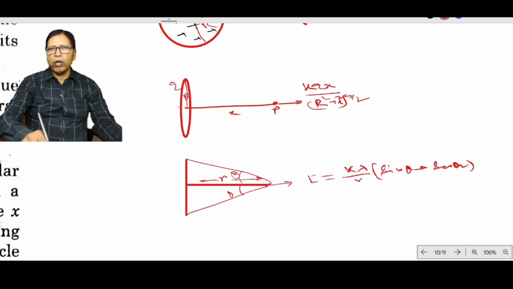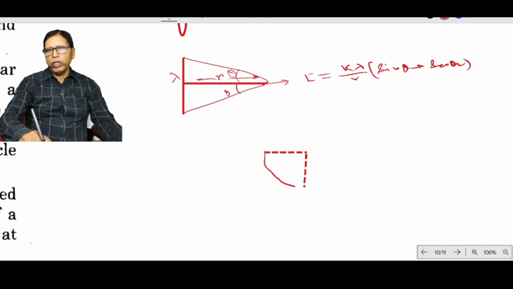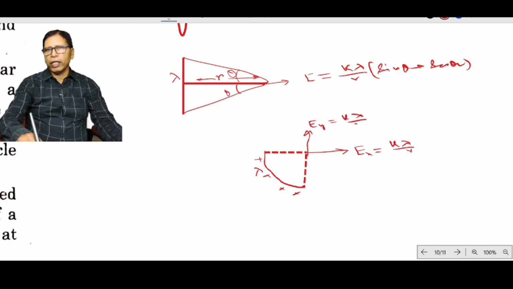No problem. We have to calculate the intensity due to a quarter circular ring having linear density of charge lambda. Due to this, the electric field along this direction, Ex, equals k lambda by R, and along this direction, Ey equals k lambda by R.